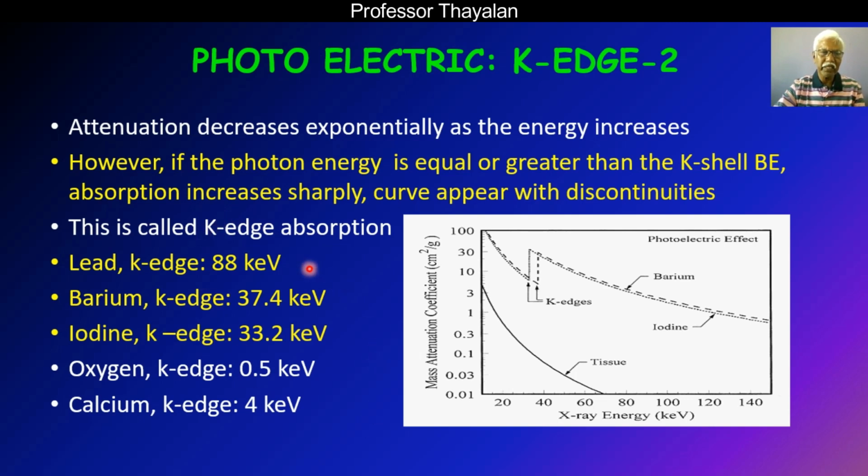Now, let us see some of the K edge absorption energies of various materials. For lead, the K edge absorption is 88 kilo electron volt. For barium, it is 37.4 kilo electron volt. Iodine, it is 33.2 kilo electron volt. Let us also see some of the elements which we have in our human body. For oxygen, the K edge is 0.5 kilo electron volt. Calcium, it is actually 4 kilo electron volt. If you see in the graph, as the atomic number increases, the K edge value increases.